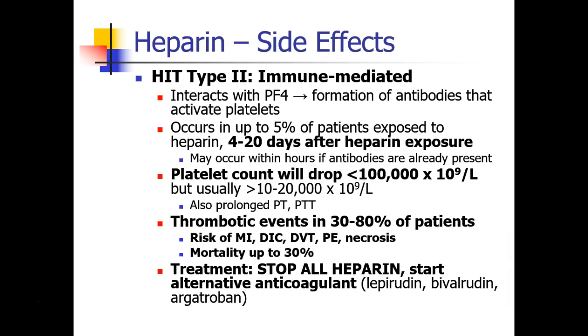In type 2, the platelet count will drop quite a bit, below 100,000, although usually above 10 to 20,000, and we'll see an effect on the PT and the PTT levels. Patients not only have bleeding, but they can also have clotting events, and thrombotic events occur in anywhere between 30 to 80% of patients, with increased risk of myocardial infarction, DIC, DVT, PE, and necrosis. The mortality in patients who truly develop HIT type 2 is up to 30%.